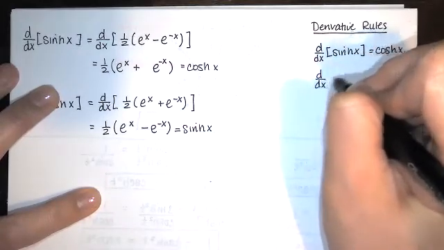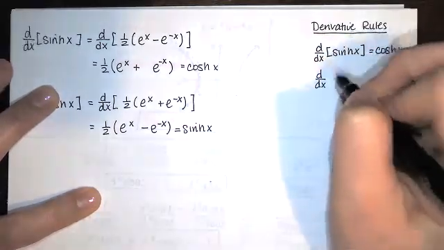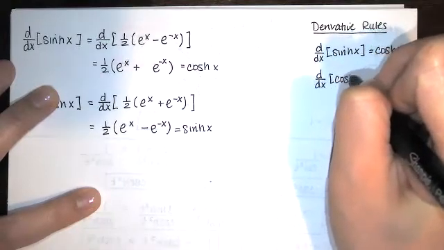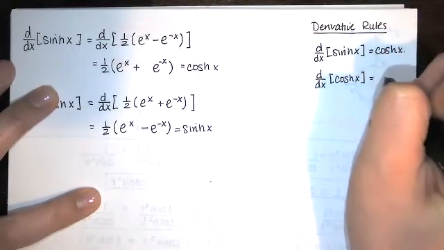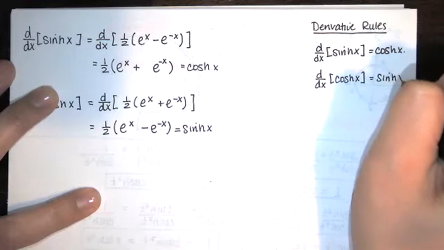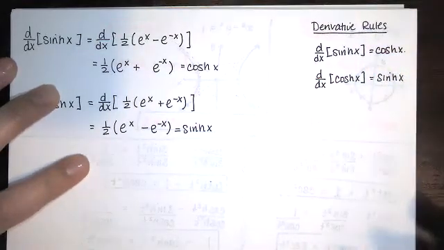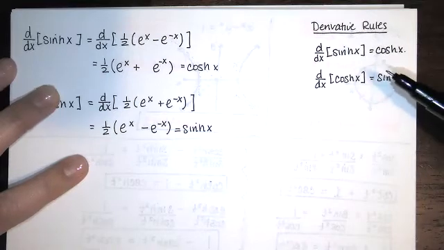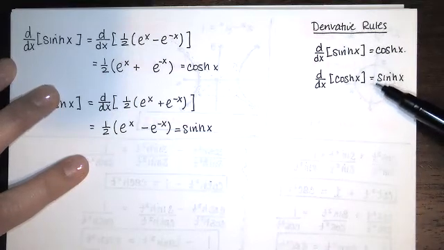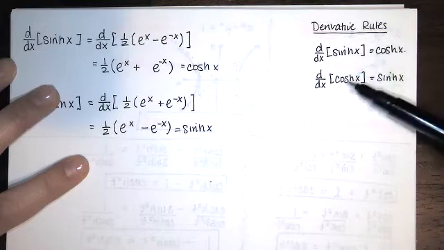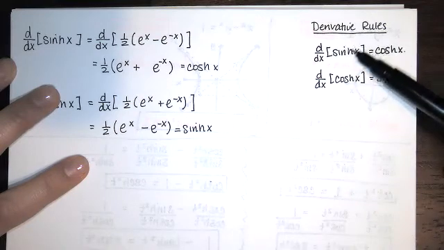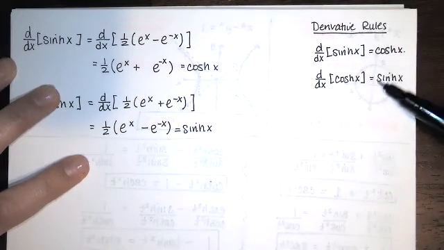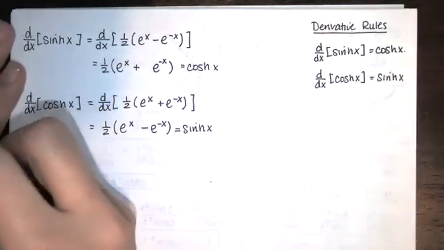So notice we have the derivative of hyperbolic sine is hyperbolic cosine, and the derivative of hyperbolic cosine is hyperbolic sine. It's almost like our trig rules. They're derivatives of our trig functions, but the signs are wrong. Both of these derivatives are positive. They are each other's derivatives. Okay, keep that in mind.